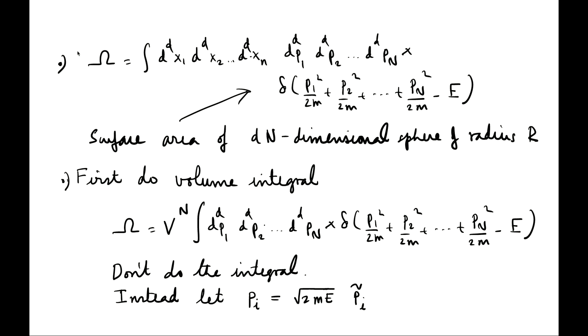So if I redefine, I want to pull out this E from this delta function. If all these factors had an E, then this E would come out. So if I define pi square as some root of 2me p tilde of I, because when I take pi square, I get E times p tilde of I, then with this substitution I can pull out this E from the delta function. Okay, so I'm going to do that one first.